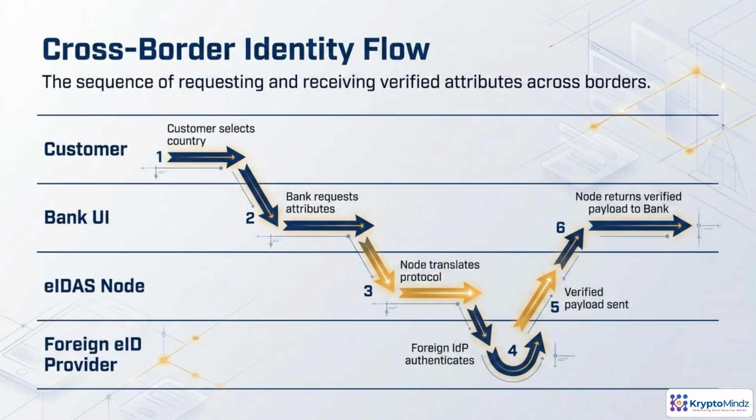Now let's focus on how identity actually crosses borders in a controlled way. The customer chooses their home country and is redirected into their familiar national eID system. That foreign eID provider authenticates them and returns a set of verified attributes. The eIDAS node in the middle acts as translator and gatekeeper. It converts protocols, applies policy, and forwards only what's needed. So the bank receives trustworthy identity data without integrating every foreign system directly.